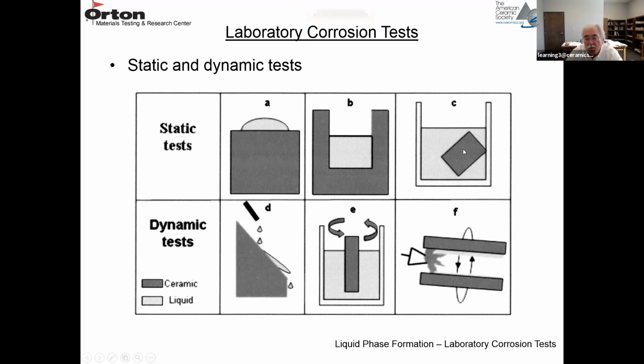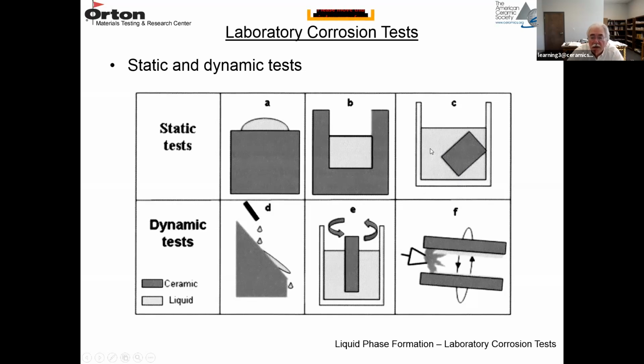The other possibility is putting the refractory in the slag. So this might be a platinum crucible. The slag will not wet the platinum crucible, so there's no reaction between the platinum and the slag. It's an inert crucible. So you melt the slag in a platinum crucible and you drop in a piece of the refractory. You let it corrode, and then you pour the slag off and examine the refractory to see how much the slag penetrated, to see how much refractory is actually left. So those are static tests.